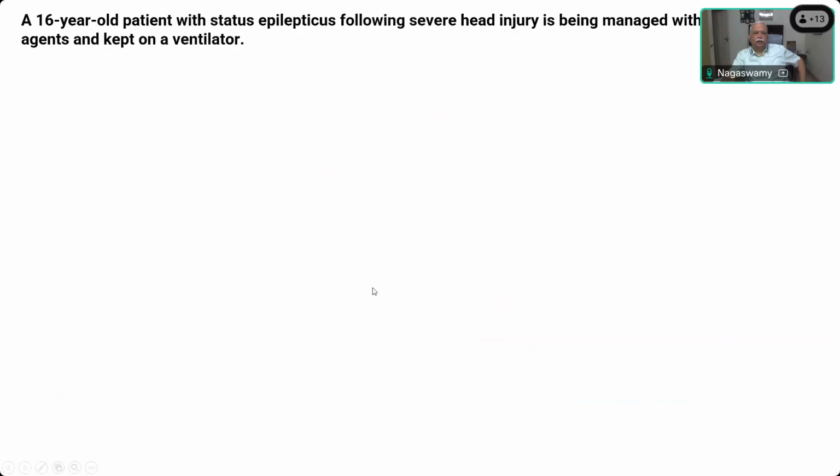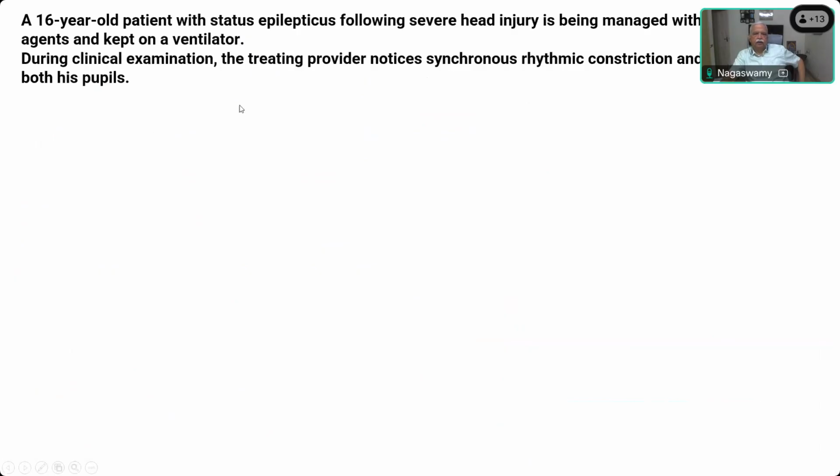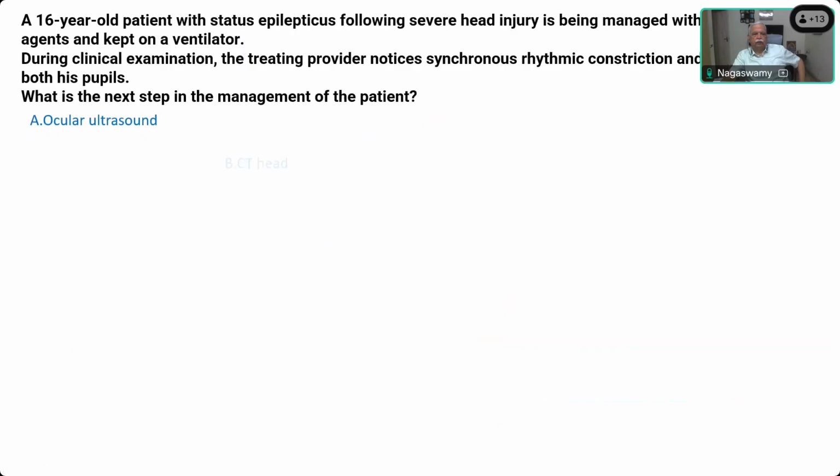A 16-year-old patient with status epilepticus following severe head injury is being managed with a paralyzing agent and kept on a ventilator. During clinical examination, the treating physician notices synchronous rhythmic constriction and dilatation of both the pupils. What is the next step in the management? Options are ocular ultrasound, CT head, MRI scan, bedside EEG.